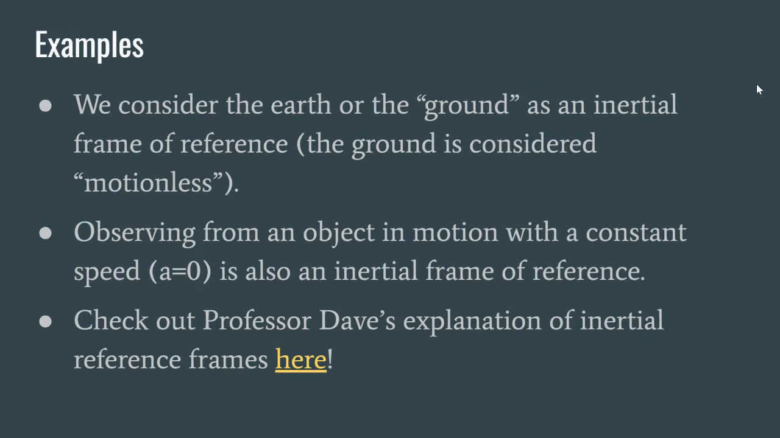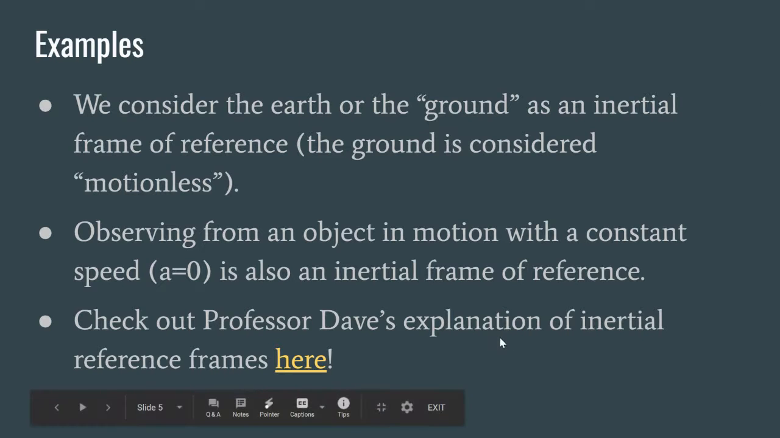We consider the Earth or the ground as an inertial frame of reference. In this case, the ground is considered motionless. Observing from an object in motion with a constant speed is also an inertial frame of reference.